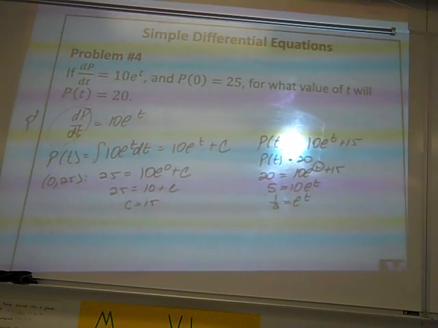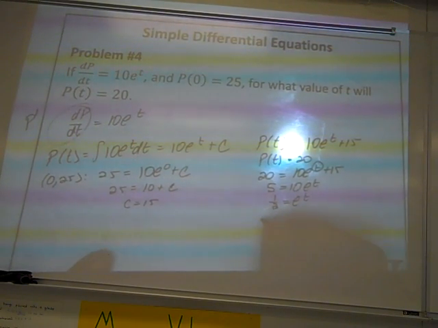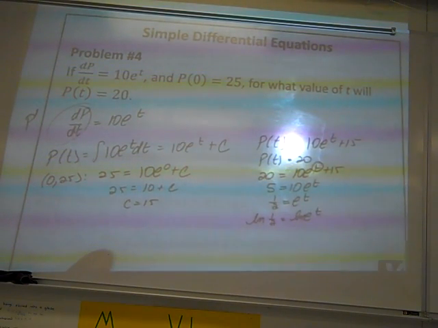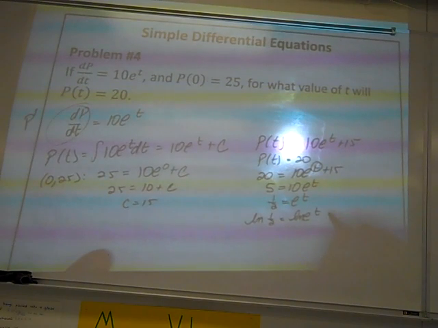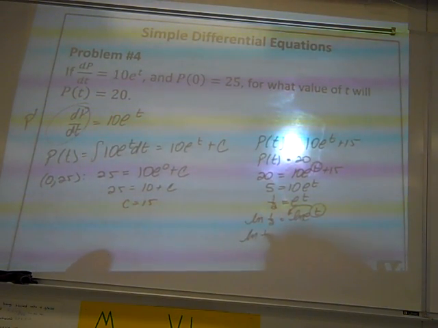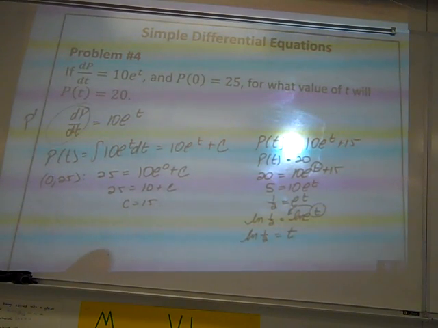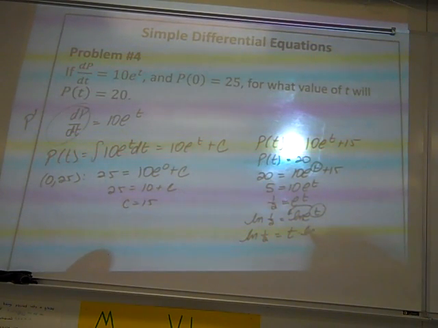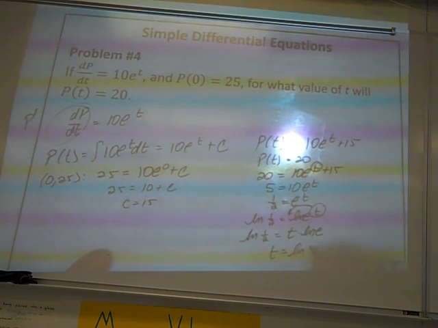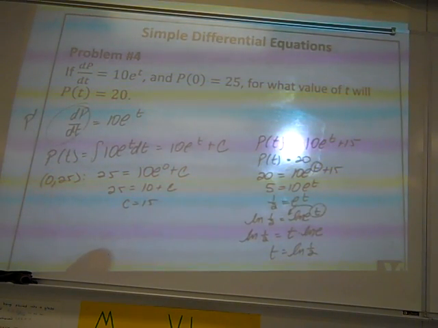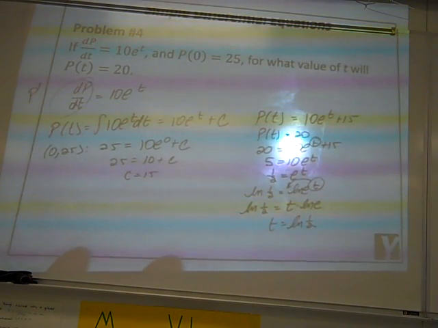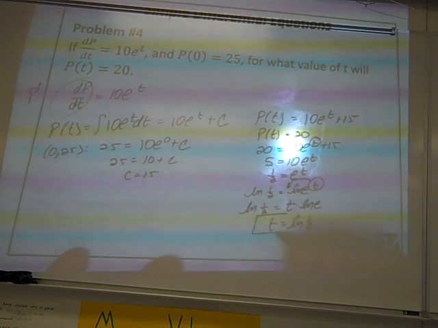We'll then take the natural log. The natural log of 1/2 equals the natural log of e to the t. We use our favorite property. It's that p in front of the log property. So the natural log of 1/2 is equal to t times natural log of e. Natural log of e is equal to 1. So t is the natural log of 1/2. Depending on the part of the exam you're on, if it's the free response, you can end here.